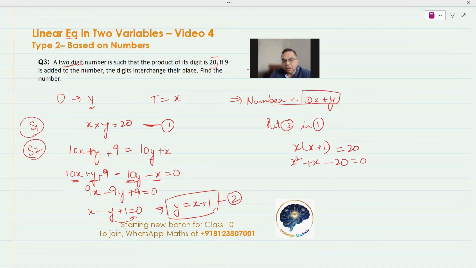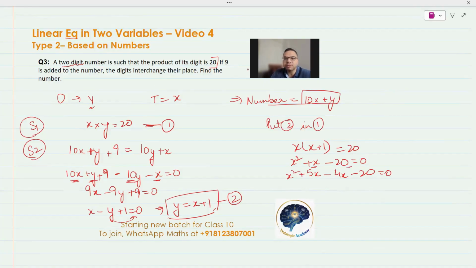Now I have to factor this equation in such a way that I get two factors of 20 and I get the answer as plus x. So 5 into 4 is 20, right? So x square plus 5x minus 4x minus 20. So I hope this point is clear how we are doing it. So we have to find the value of x, but we have an equation now which is quadratic.